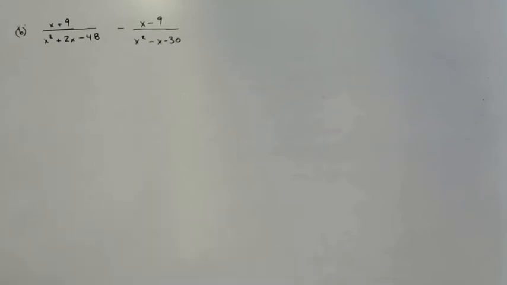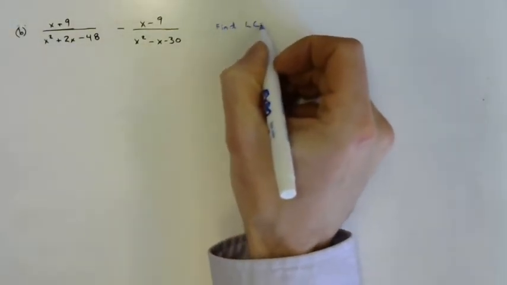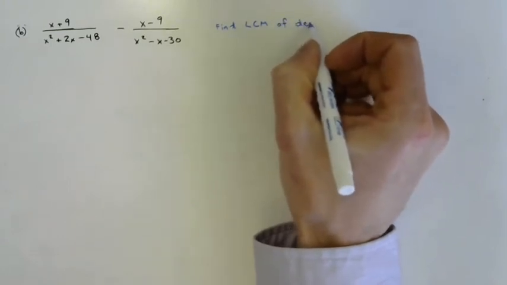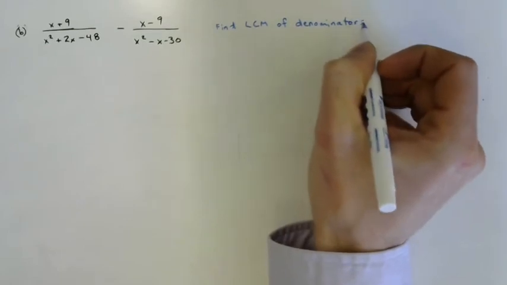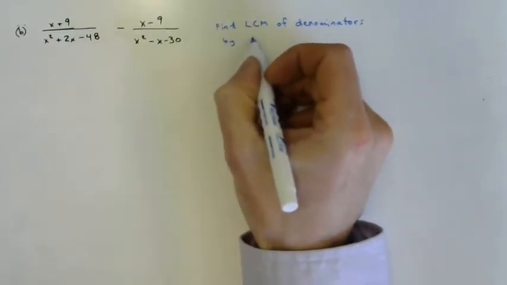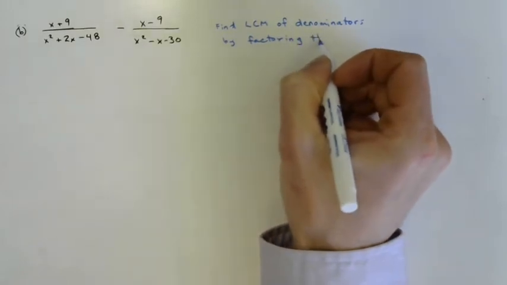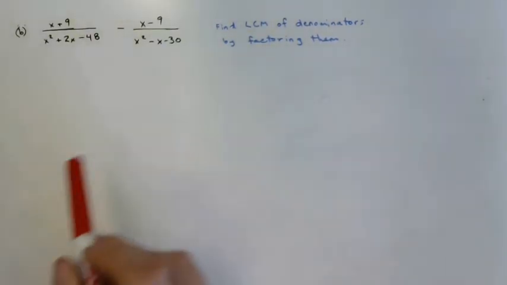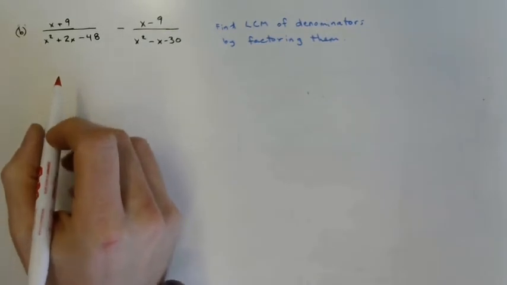So step 1, find LCM, lowest common multiple, of denominators by factoring them. I shouldn't have maybe written that so close. We're going to need some more space on our next line, or maybe 2 lines from now.